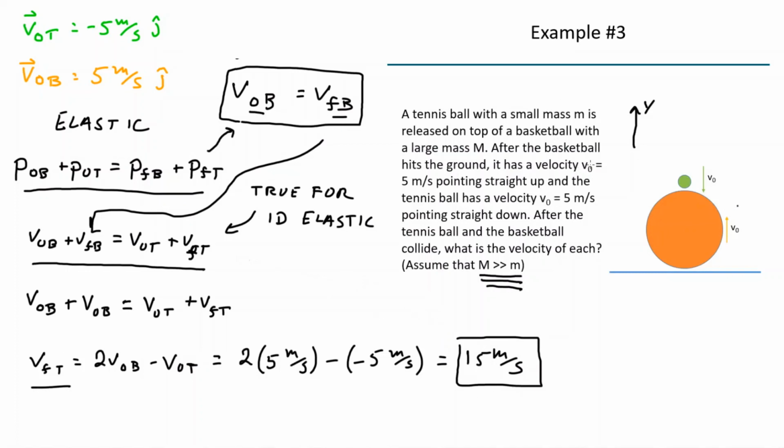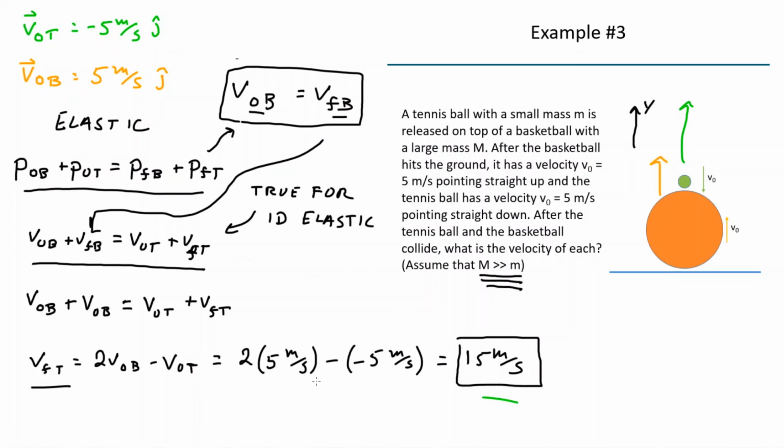This tennis ball, after the collision, shoots way up into the air. The basketball just bounces up at the same speed it would have if the tennis ball weren't there. But the tennis ball shoots way up into the air because it's got this final velocity of 15 meters per second.